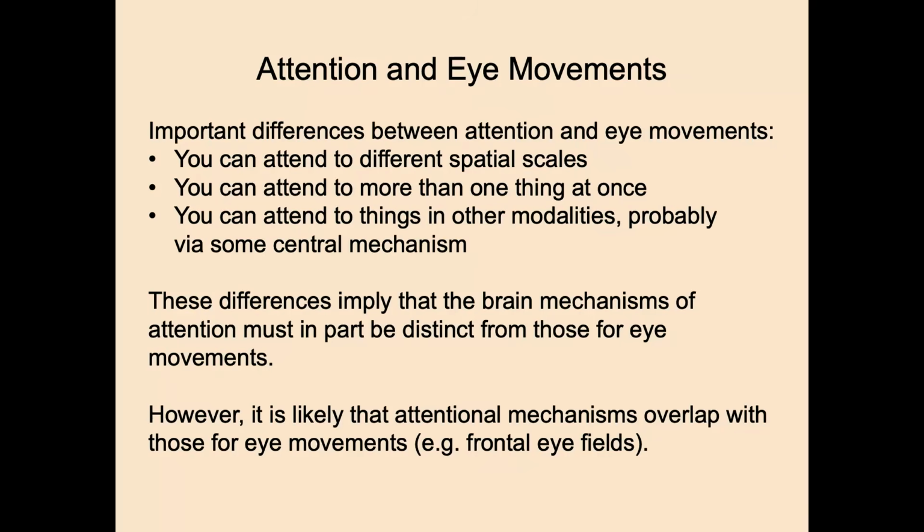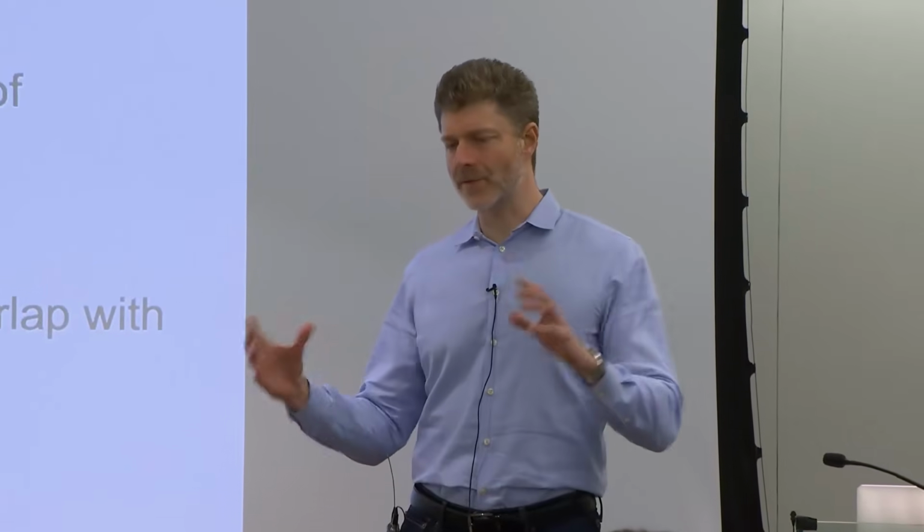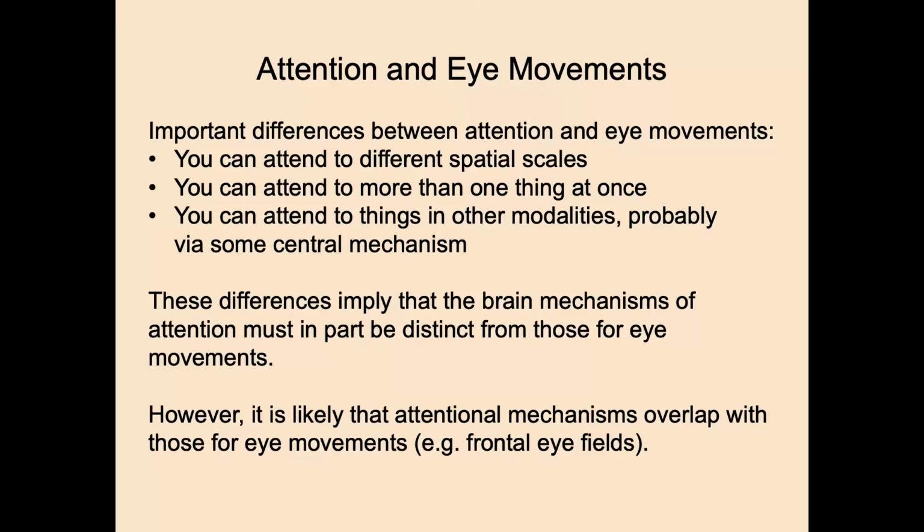So attention often accompanies eye movements, but there are some important and interesting differences between attention and eye movements. So one is that you can attend to different spatial scales, right? So you could direct your attention to a particular location, but I could indicate to you that whatever is going to be happening is going to be happening in a very small spatial region, or I could also indicate that it could be happening in a big spatial region. Okay? And you can show that there will be a benefit that would occur at different scales depending on those instructions. As we saw earlier in the lecture, you can also attend to more than one thing at once, whereas you can only really look at one thing at a time.